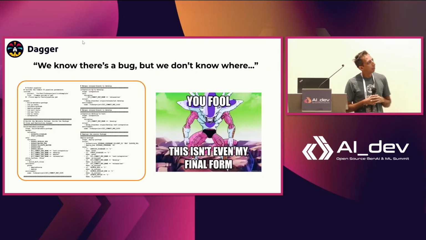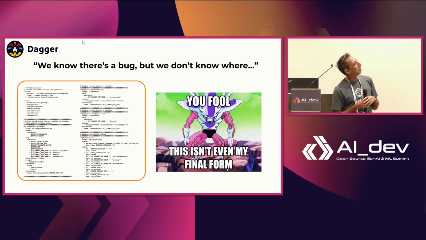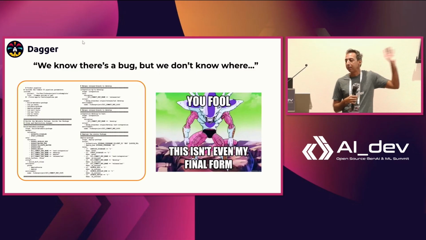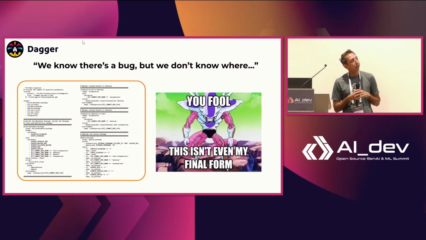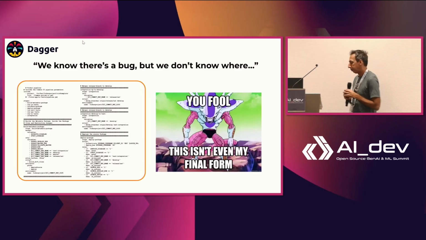I think the picture on the right says it all. It's a very complex CI pipeline. It's hard to debug. It's hard to even understand what's happening in this. And you can imagine how difficult it would be to find a bug if this pipeline breaks.